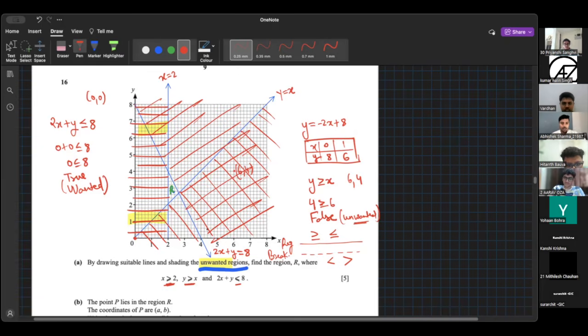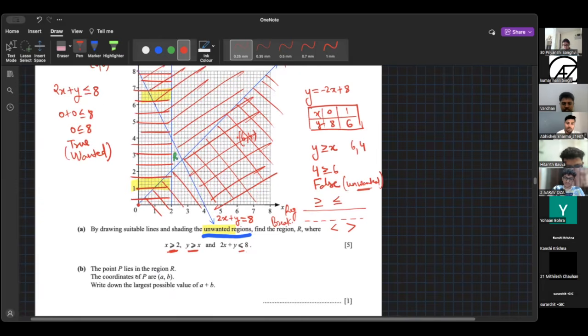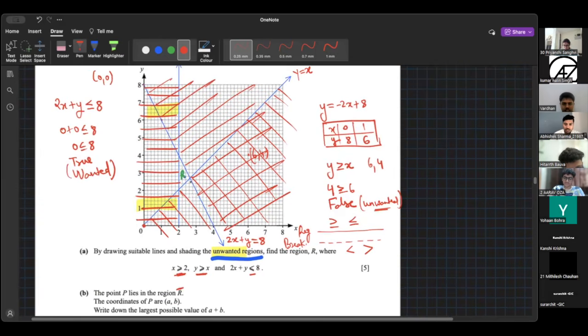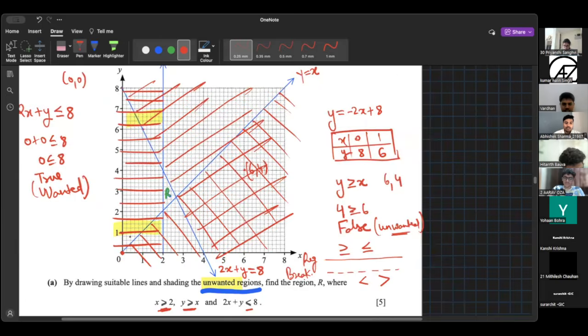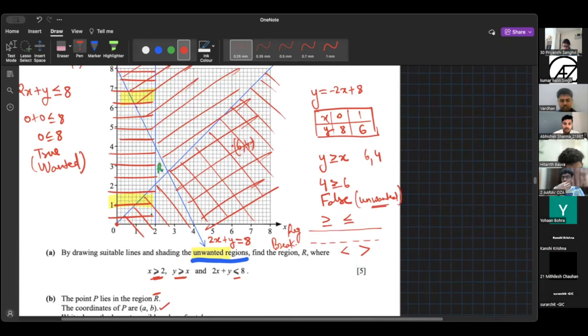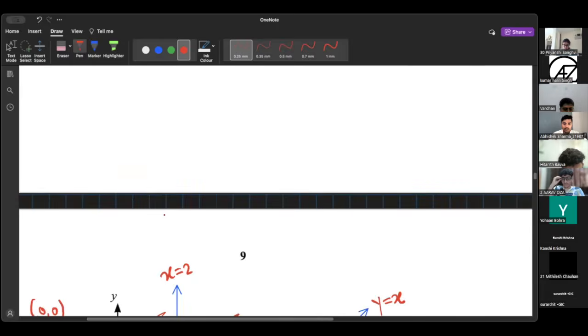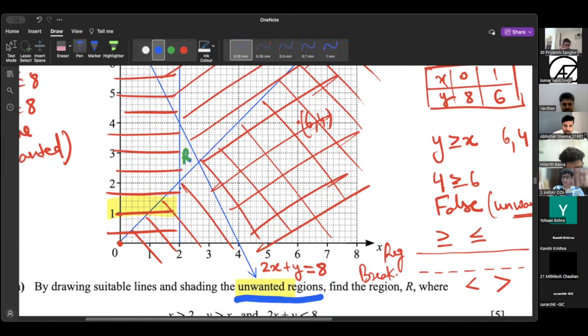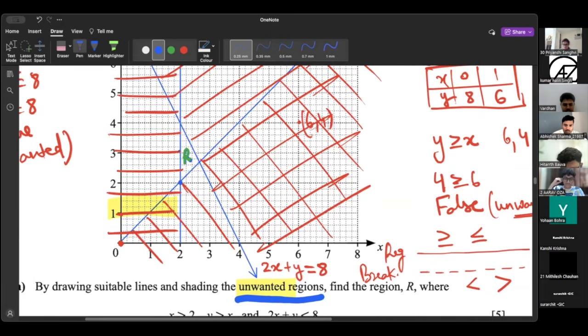Okay, so we are moving on to the second part now. It says the point P lies on the region R. So now in this region, there is a point P. We don't know where it is. It says the coordinates of P are (a, b). Write down the largest possible value of a plus b. Now, if we see exact coordinates at P, we can see that we have (2, 2), (2, 3), (2, 4), and then we don't have any exact coordinate. Even this one looks like maybe 2.6, not an exact coordinate. So this is (2, 2), this is (2, 3), and this is (2, 4).